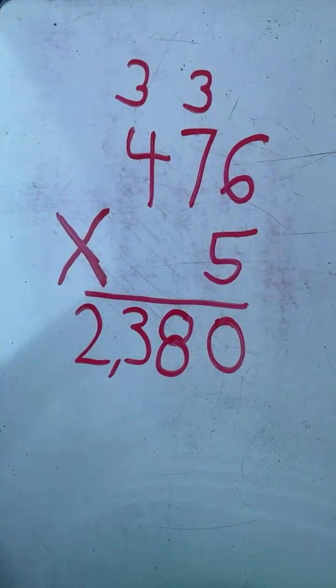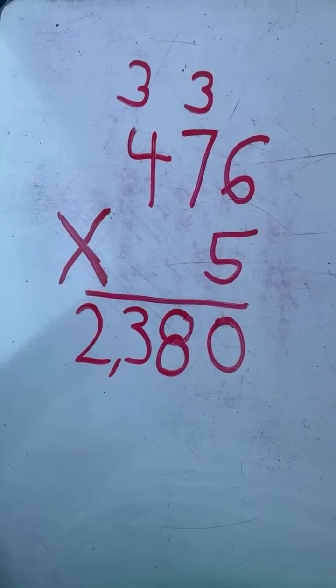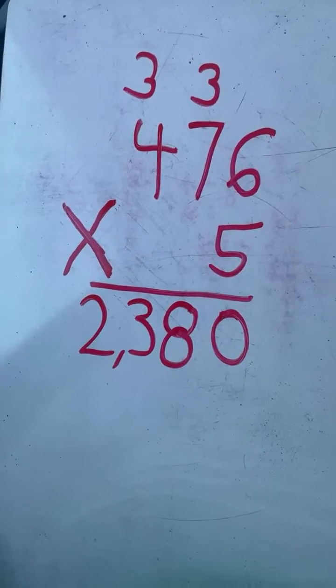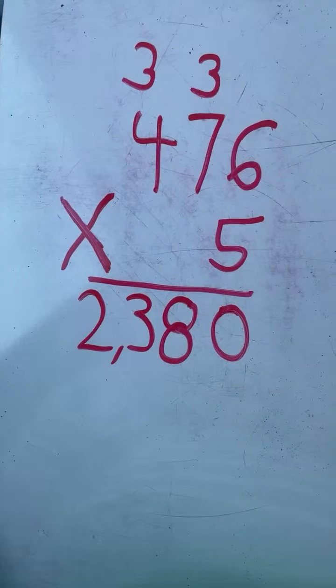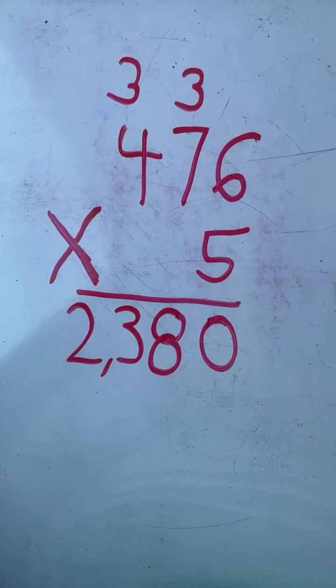And we have our final answer. 476 times 5 equals 2,380. All right, moving on to the next example problem.